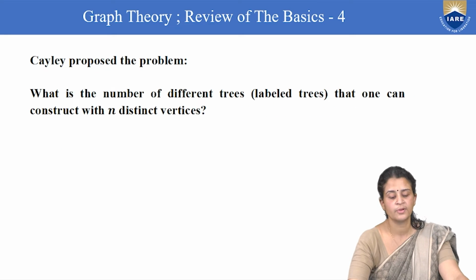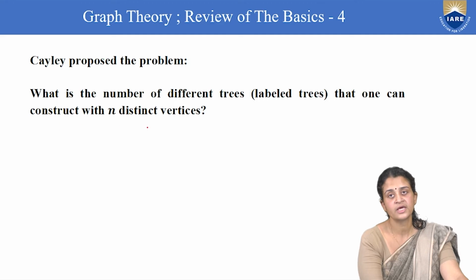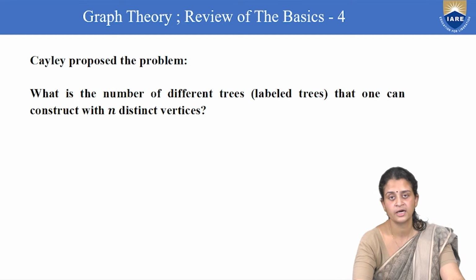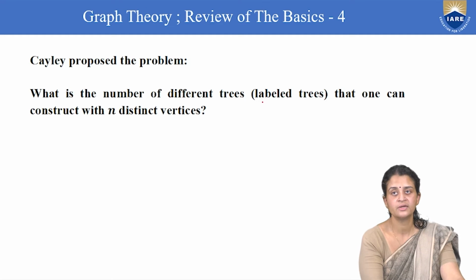Cayley proposed this problem. What is the number of different trees that one can construct with n distinct vertices? And also, it has to be labeled trees, specifically labeled trees. Why? Because we are using two different labels, hydrogen and carbon. So what is the number of different labeled trees that one can construct with n distinct vertices? And we will see how to do it.